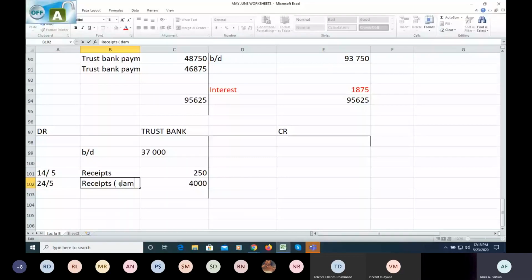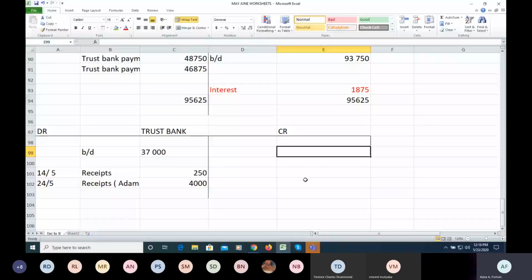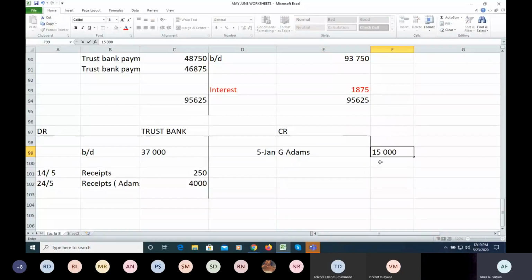On my trust cash receipt side, on day 1, the 1st of May, just leave that date there, we had G. Adams, and we issued a bank guarantee check of 15,000 with Candace attorneys to cover the fees and charges. So that is the 15,000.